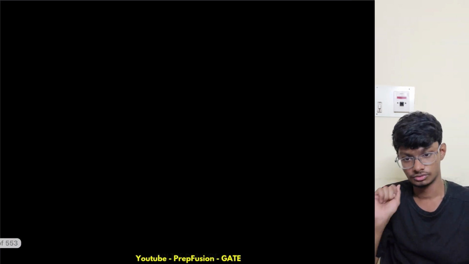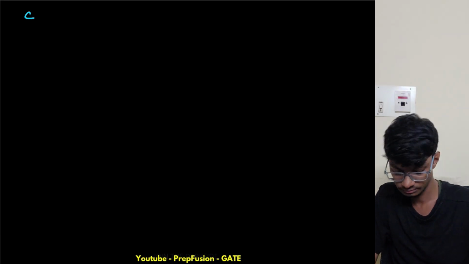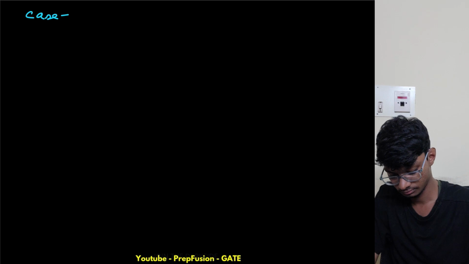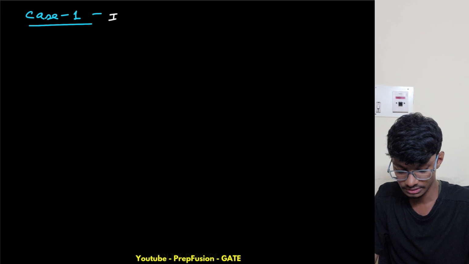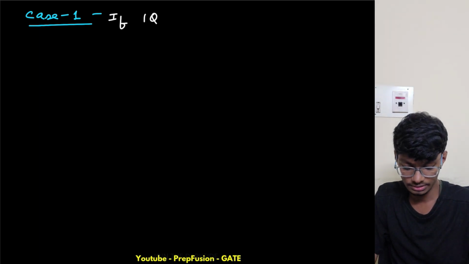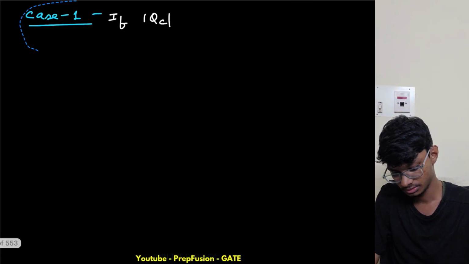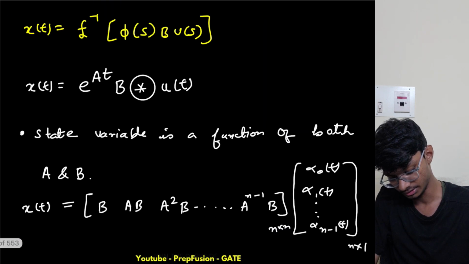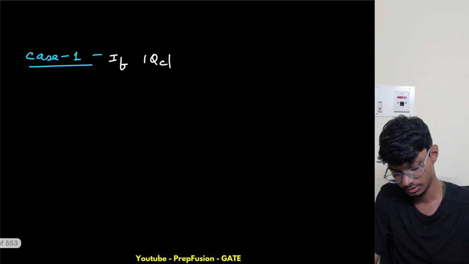So yeah, let us do case by case. We have the first case, right? What is the first case? The first case is if the determinant of this matrix, known as QC, is nonzero. I should explain what QC is. I have already explained this one at the start. QC is this one, so I hope you got it.